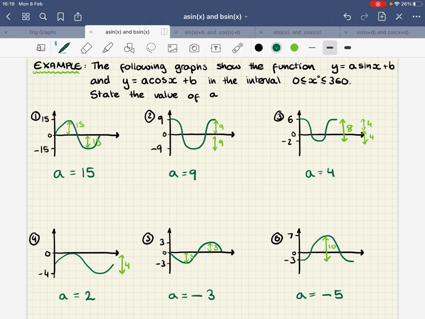So that is our first trig transformation where we change the amplitude. And we're going to go into these sorts of graphs where we deal with this plus b and how it works in the next video.